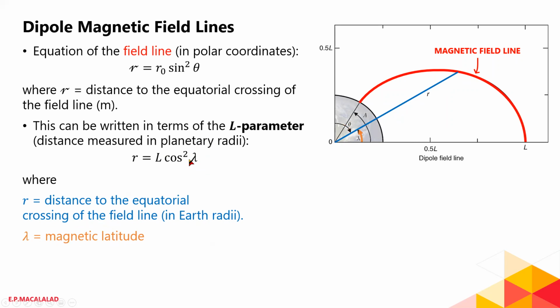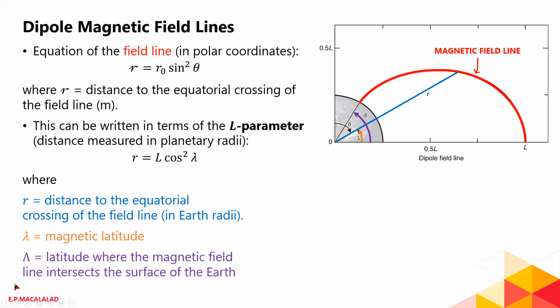Okay, this is the one. And then L, the capital lambda, is the latitude where the magnetic field line intersects the surface of the Earth. Here we have two lines. This line is the distance of this point from the center. This line is the distance from the surface to the center. This point is where this magnetic field line intersects the surface of your planet.